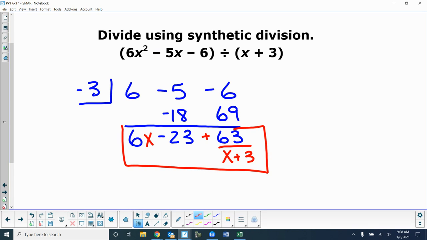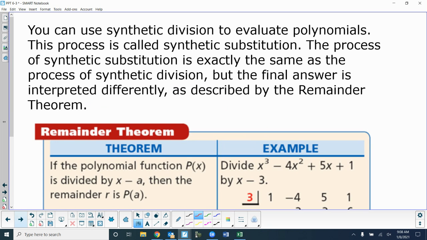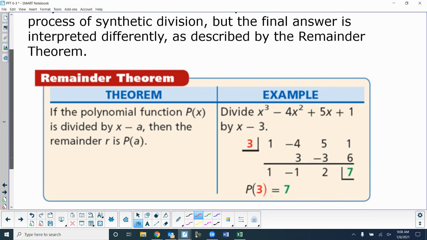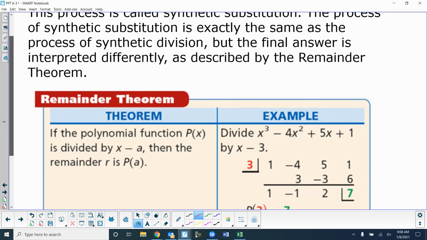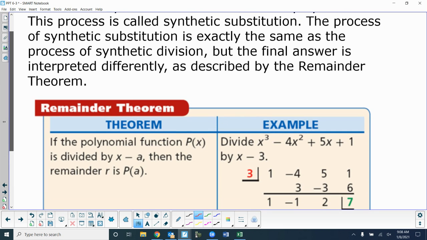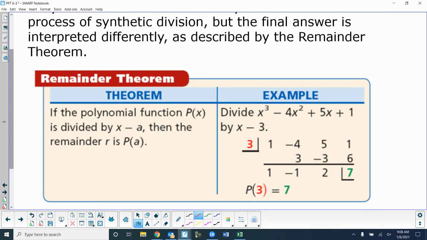There's another one. Oh, we have a theorem? Okay. This is called synthetic substitution. You do it the same way. X minus 3, so what do you put here? 3. What's in front of that? 1, -4, 5, and 1, right? Everything's the same. 3 times 1 is 3. -4 plus 3 is -1. 3 times -1 is -3. 5 plus a -3 is 2. 3 times 2 is 6. 1 plus 6 is 7.